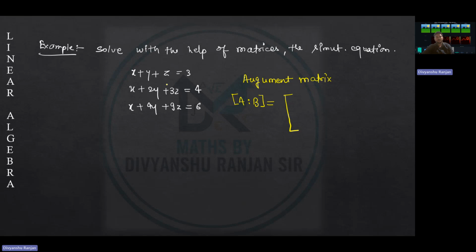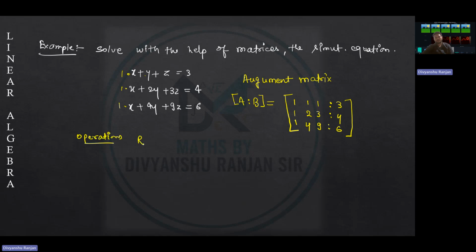Take here the coefficient part of these equations. So here the coefficient is 1 as well. Take here 1 and here 1 and all things. So write like this: 1 1 1 augmented 3 for the second row, 1 2 3 augmented 4. Okay, and the last row is 1 4 9 augmented 6. So try to solve using the operations that you must have read in class 12.